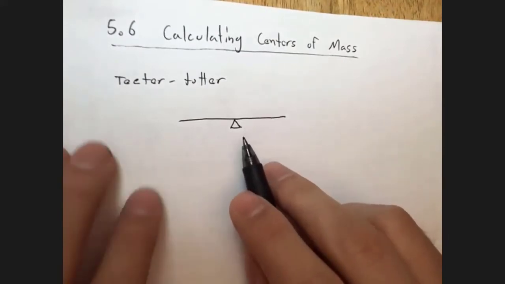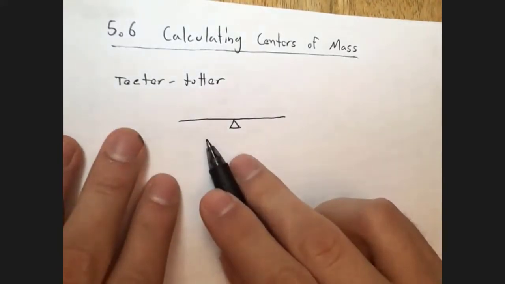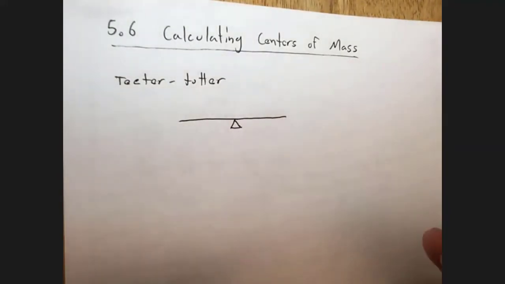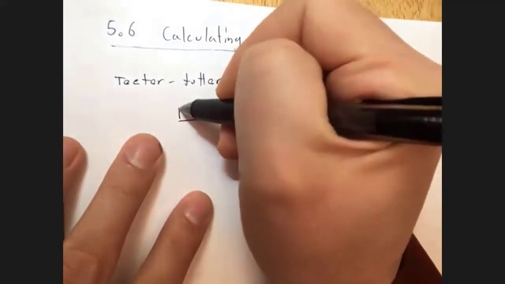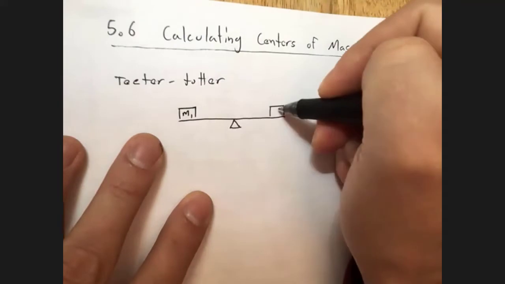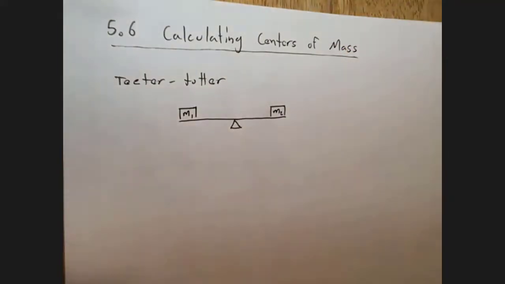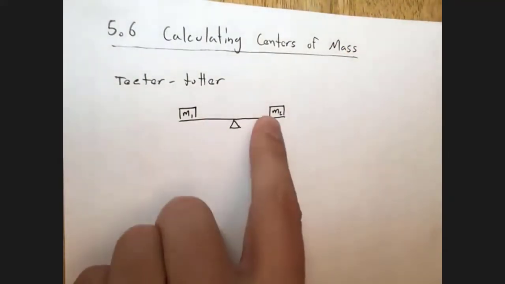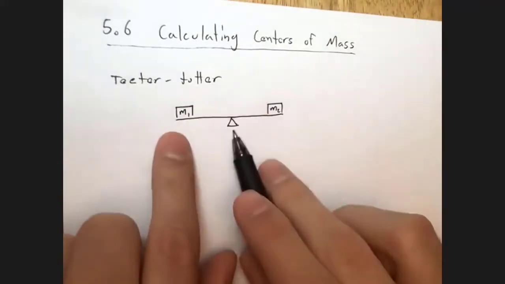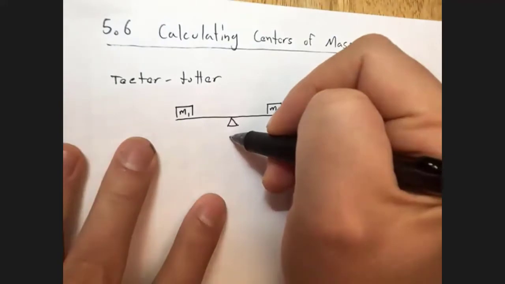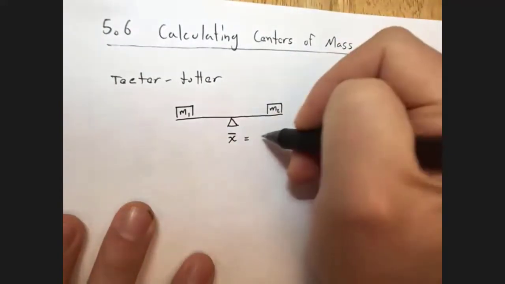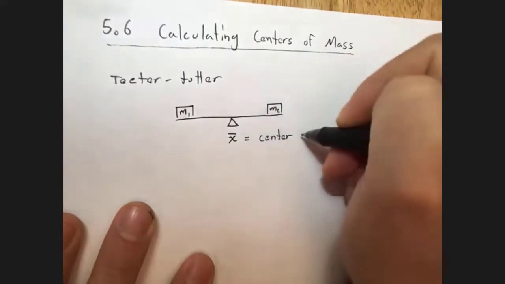But imagine that 2 children come and sit on this teeter-totter. Now, if they have equal mass, how do they balance the teeter-totter? Well, of course, they should sit equidistant from that balancing point. So if their masses, M1 and M2, are the same, they would balance themselves just by sitting equidistant from here. This balancing point is what we're going to call X bar. And that is what we also call the center of mass.